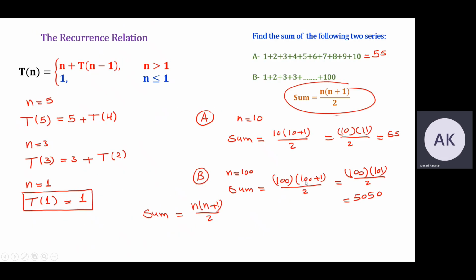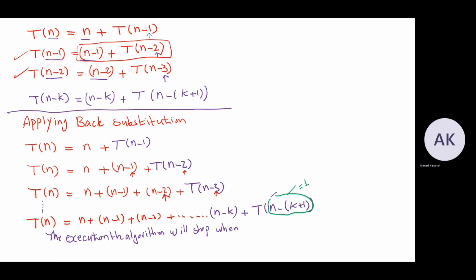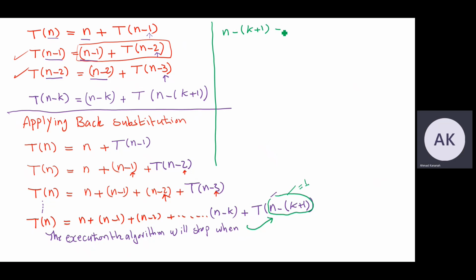Again here, if you remember, we said T of 1 equals 1. Okay, when this equals 1, so let us calculate when this equals 1. n minus k plus 1 should be equal to 1. And n minus k minus 1 equals 1. Now keep the k here and move all to the other side. So here n minus k minus 1 equals 1.